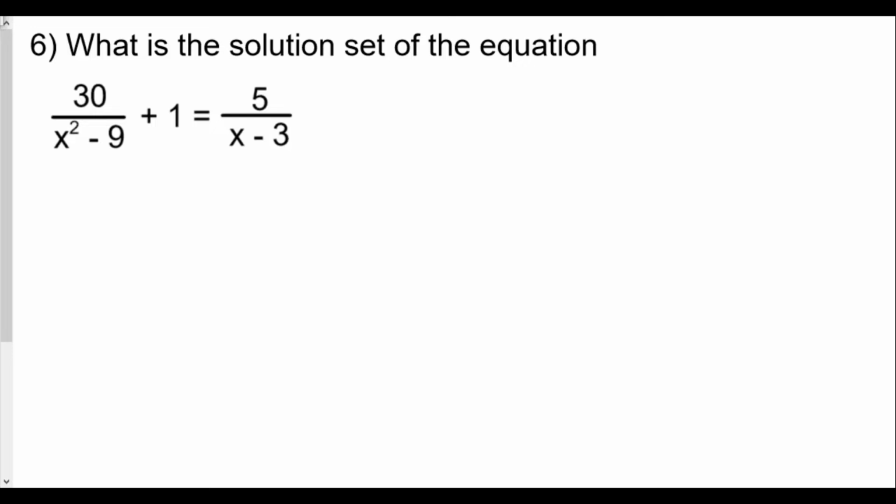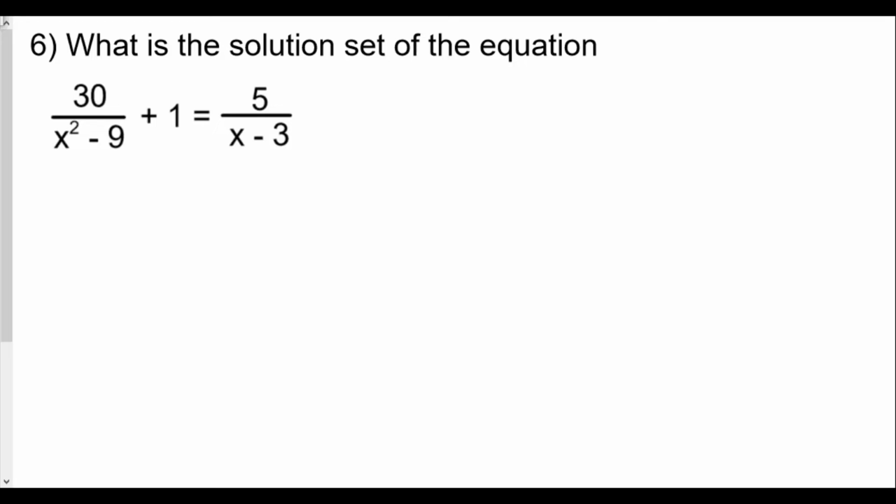And so, this is what they call fractional equations, rational equations and all. The idea is that we have these fractions in our equations here. So solve: what's the solution set for the equation here? We have 30 over x squared minus 9 plus 1 equals 5 over x minus 3.